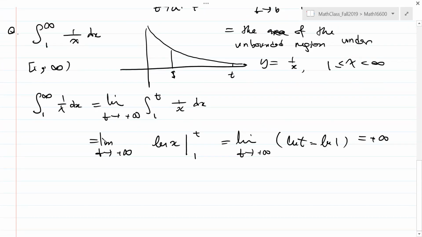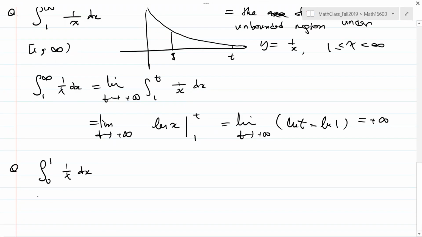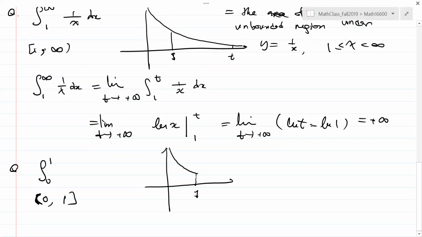You can also look at the integral of 1 over x dx from 0 to 1. Again, this is an improper integral, and the function is undefined at 0. On one side it's closed, and on the other side it's open. If you draw the graph, it's still the same graph, but this time it is from 0 to 1. I think the answer will still be infinite. The reason is, based on the graph, if you think the integral is the area, then by the symmetry of the picture, the region bounded by this curve has infinite area.